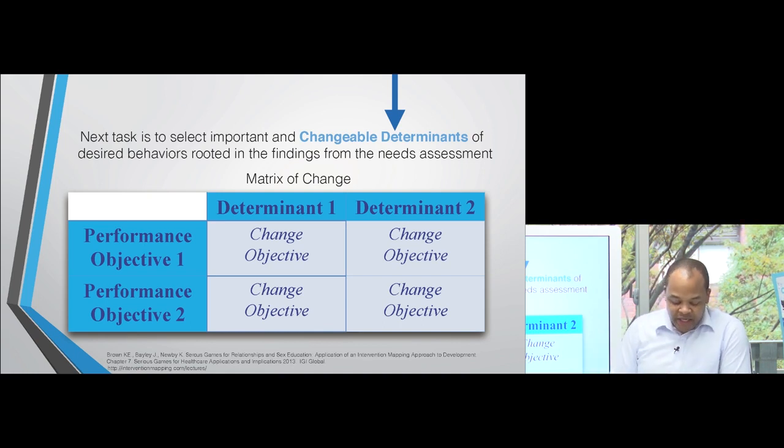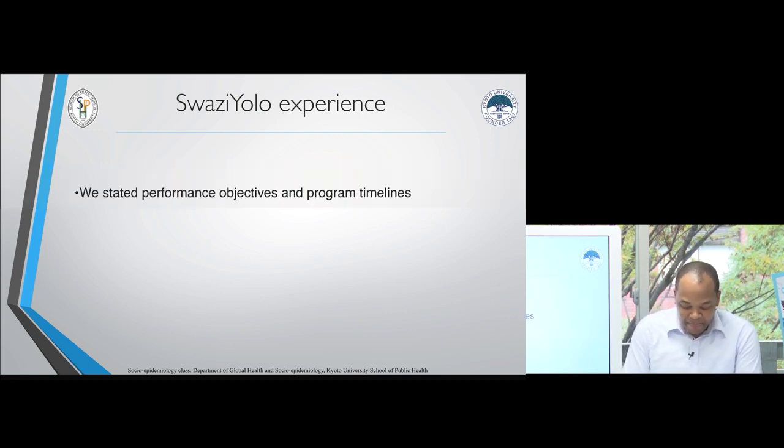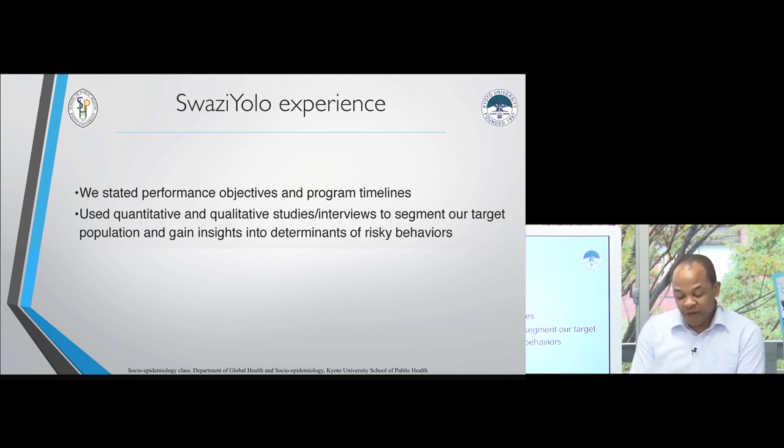So the most important part here is to ask what needs to change related to the determinant of the program for the participants to achieve the program objective. Okay. So in our Swazi YOLO experience, we stated the performance objectives together with timelines. So we wanted to know when they will do this, at what time. And then we used qualitative and quantitative studies, interviews to segment our target population, to gain insights into what we consider to be the determinants of what we wanted to change.